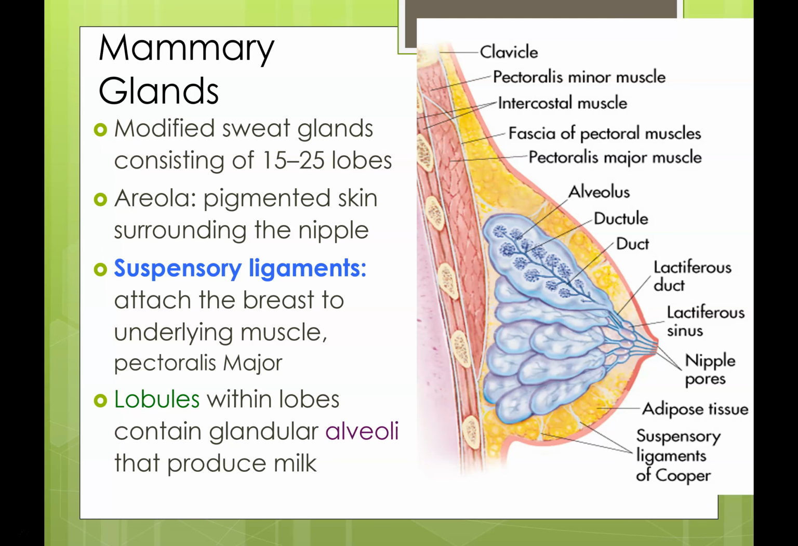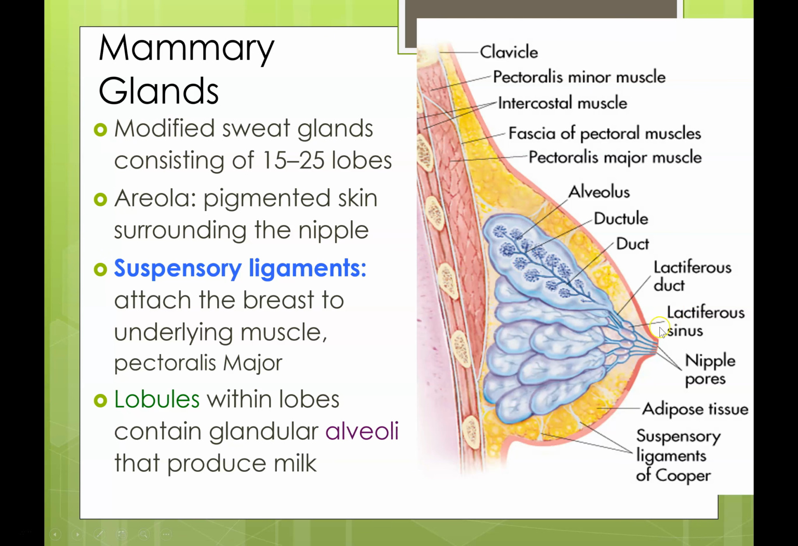Now let's discuss the accessory organ here of the female reproductive system, the mammary glands. These are going to be modified sweat glands, and we have about 15 to 25 lobes. Every woman's breast anatomy is going to be a little bit different. This is why some women say they have no milk supply, because maybe they don't have enough lobes in order to produce that milk to fully nourish a baby, whereas a lot of other women will have so many lobes and be able to produce excessive milk production.